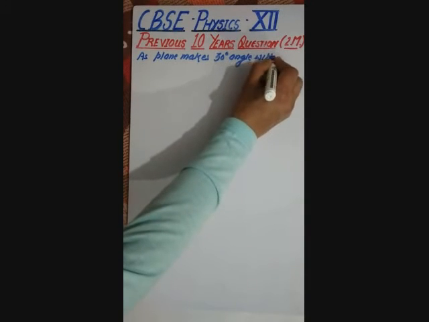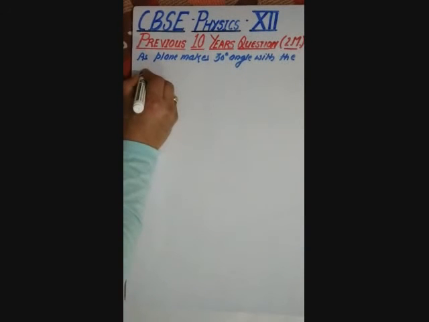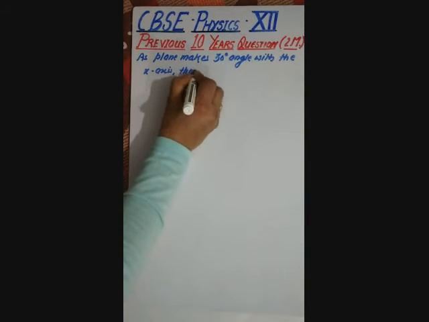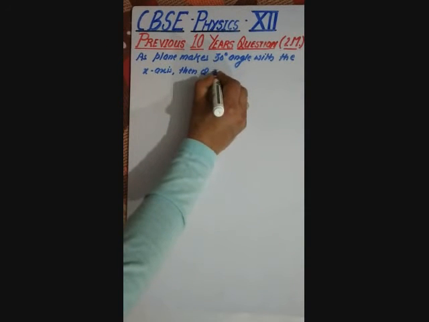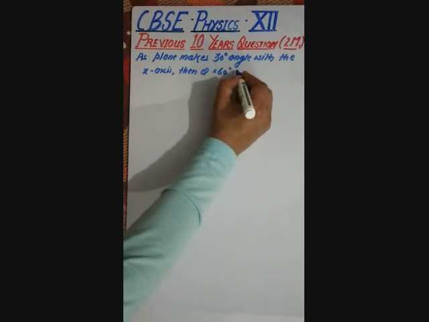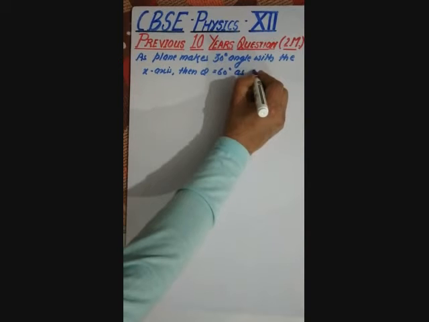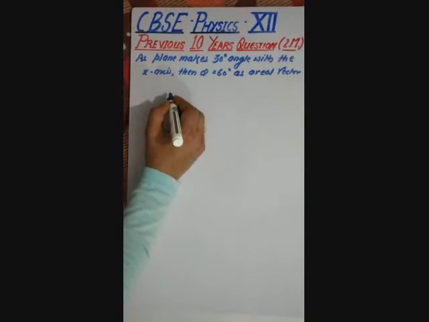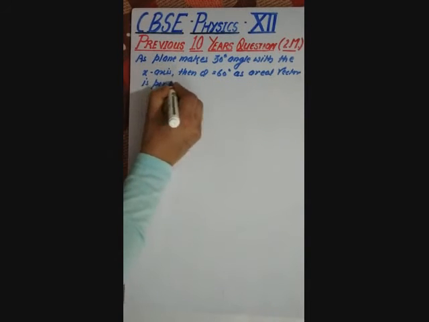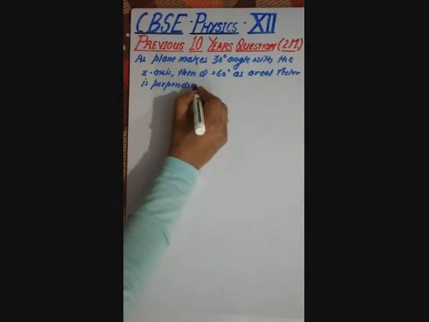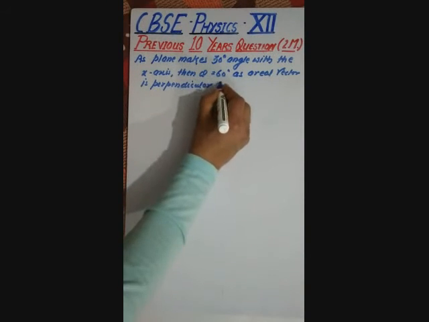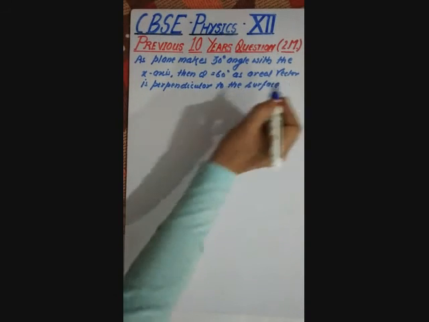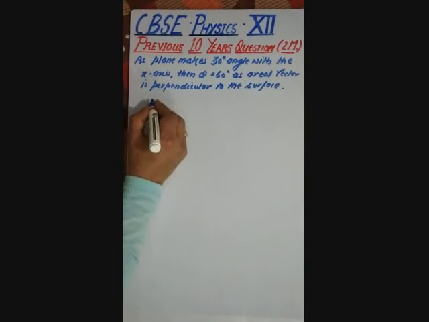with the x-axis, then theta will become, you already know, 60 degree, as the area vector is perpendicular to the surface. So flux at that time will become flux.